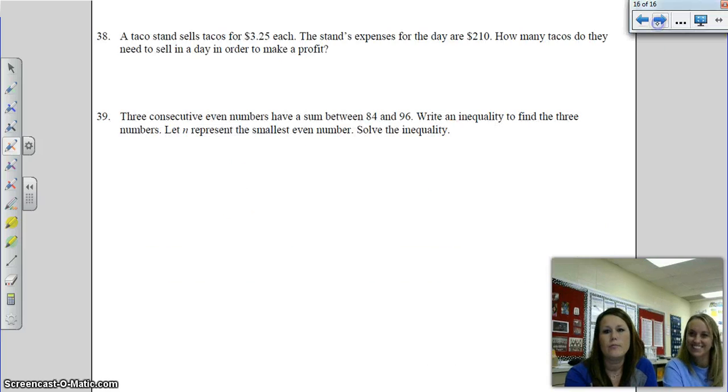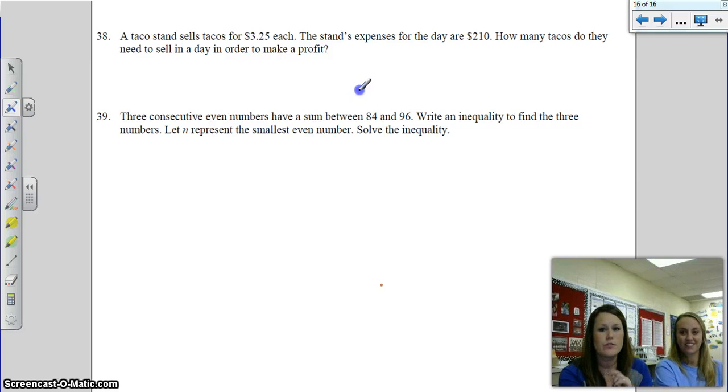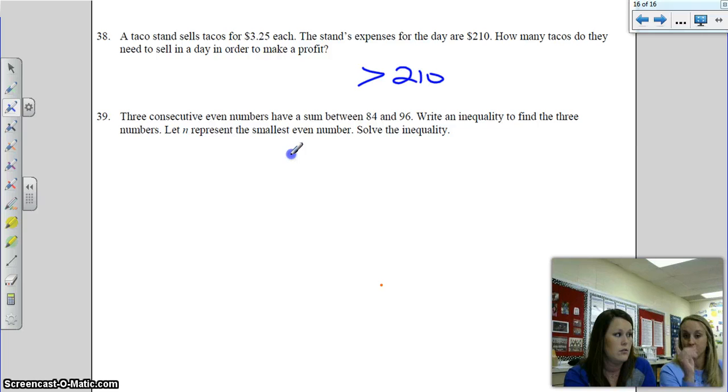Okay. Taco stand. I love this problem. A taco stand sells tacos for $3.25 each. The stand's expenses for the day are $210. How many tacos do they need to sell in a day in order to make a profit? So they want to make more than $210. So $210 is the least amount they can make, because I want to walk away with 211, 212. I want to walk away with more than that. So all the tacos has to be greater than this. So 3.25 times tacos is greater than 210. So there's your inequality. Then we're going to divide by 3.25.